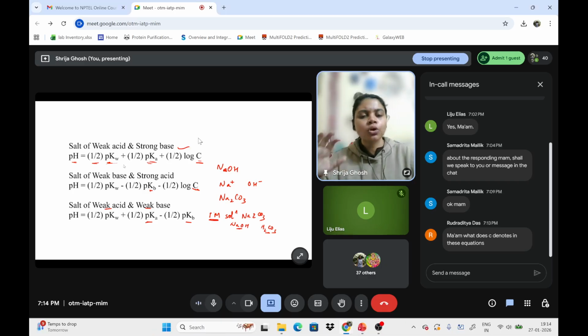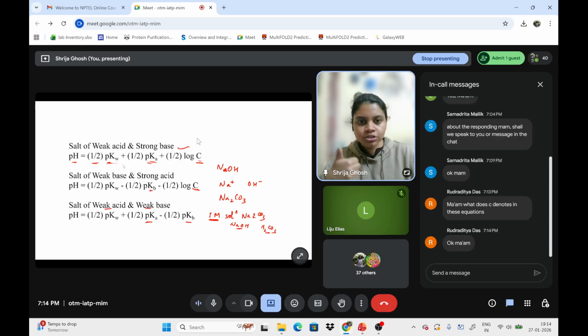So for calculating theoretically the pH of any salt solution, if you know the concentration of that salt solution, and if you know the pKa or pKb value of its corresponding acid or base, you can always calculate the pH. Okay, anything else?